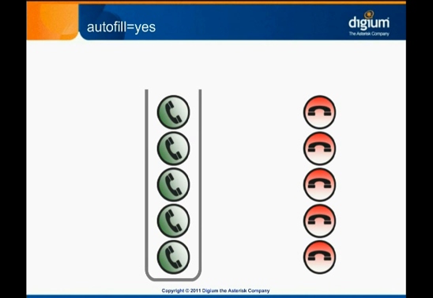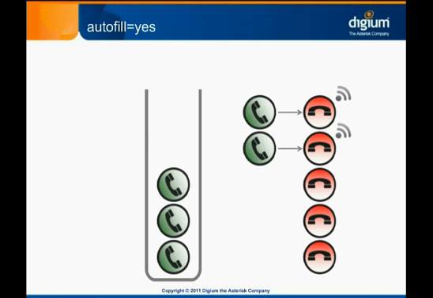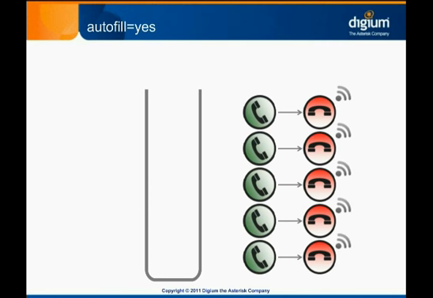Alternatively, we can set the autofill option to yes. Just like the previous scenario, there are 5 available queue members and 5 calls queued. The first call is distributed to the first available member and begins to ring that device. Now, instead of waiting for the first call to be bridged, the second call is immediately distributed to the next available queue member and so on down the line. In this scenario, it is possible for the second caller to have their call answered first, even though they entered the queue after the first caller.